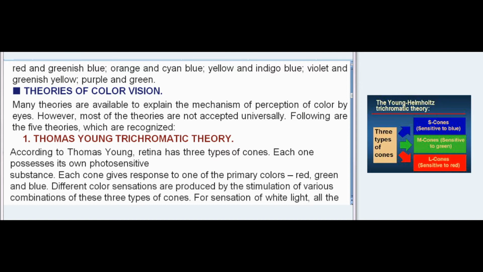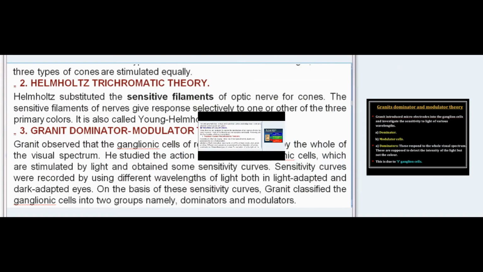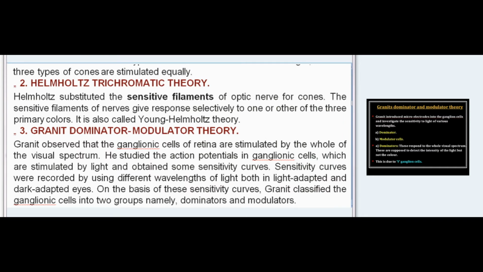1. Thomas Young Trichromatic Theory. According to Thomas Young, the retina has 3 types of cones. Each one possesses its own photosensitive substance. Each cone gives response to one of the primary colors, red, green and blue. Different color sensations are produced by the stimulation of various combinations of these 3 types of cones. For the sensation of white light, all the 3 types of cones are stimulated equally.